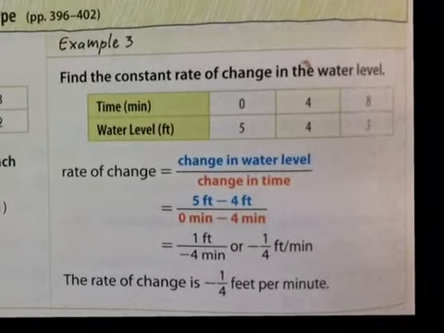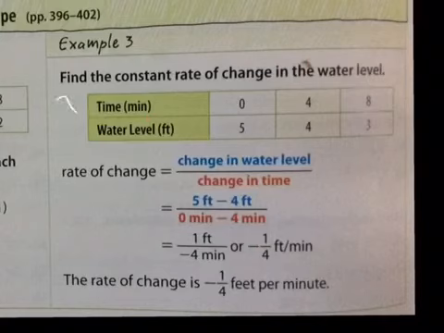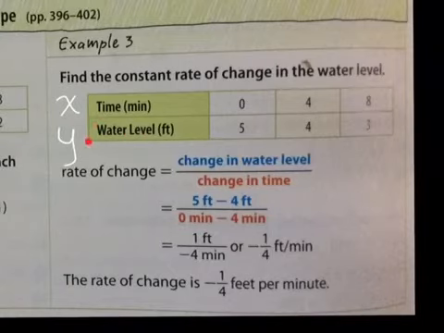So now we're looking for constant rate of change. Find the constant rate of change in the water level. So we have the time, and again, this is our domain, and the water level, which is our range. Time is our independent variable, and the water level is our dependent variable. This one depends on this one. We chose the times. We want to look at the time at 0 minutes, at 4 minutes, and at 8 minutes. The water level changes depending on the amount of time that we looked at it. If we looked at it after 1 minute, it wouldn't be this. That's what makes this the dependent variable.